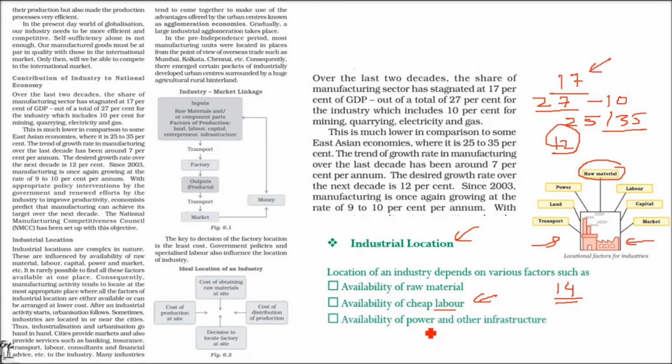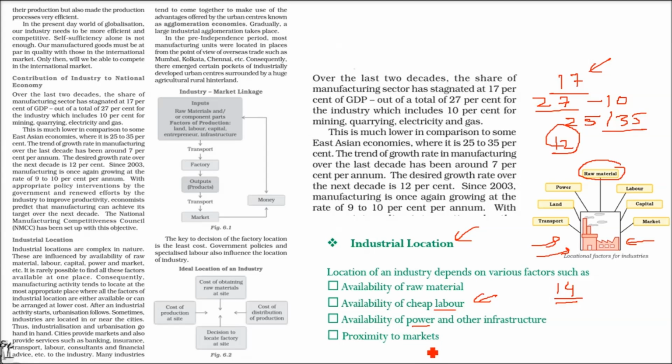Then, availability of power and other infrastructure. Any industry you talk about requires power, requires energy, requires urja. For that, you need to have proper infrastructure. The industry is not going to produce if the power or current keeps coming and going, sometimes it comes, sometimes it doesn't.